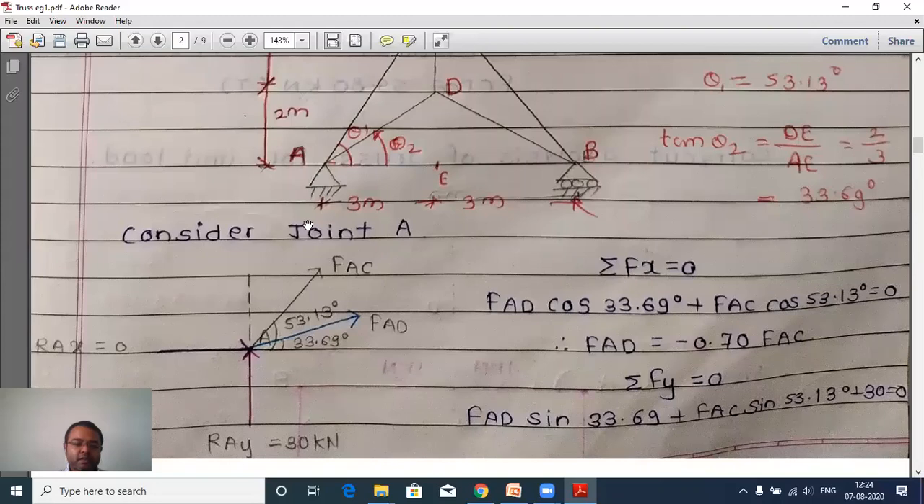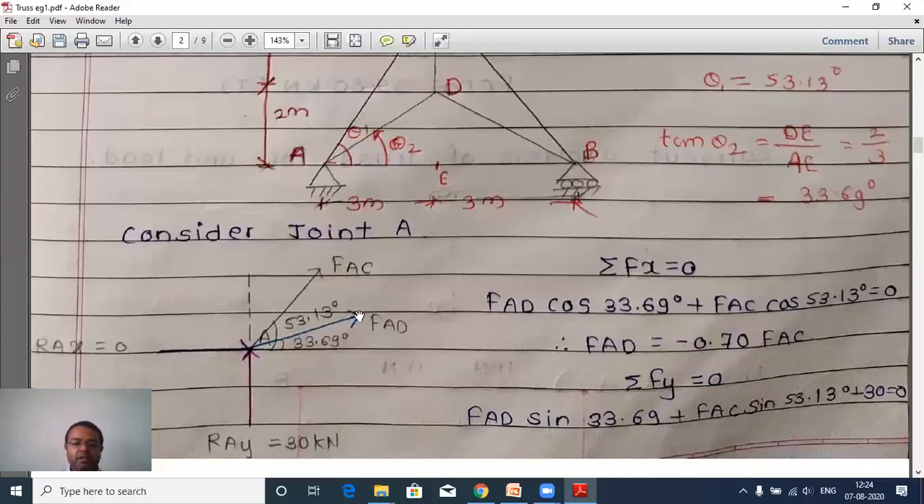So drawing the FBD of joint A means showing whatever number of members and whatever forces are meeting at joint A. Here at joint A, two members are meeting and a single vertical reactive component, RAY, is there. We have drawn just this much, that is the FBD of joint A.